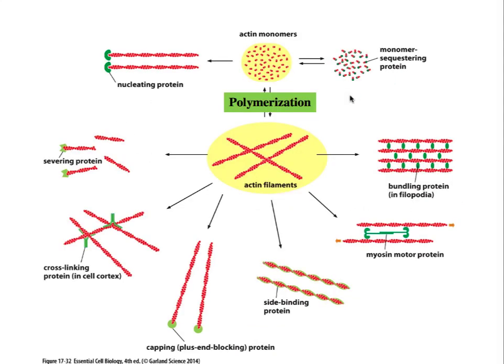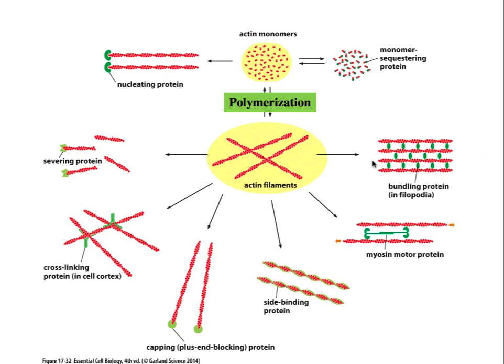This slide here shows us that there are many opportunities for actin filaments to be utilized in many different functions. But polymerization is necessary, and association with accessory proteins is needed by that cell.